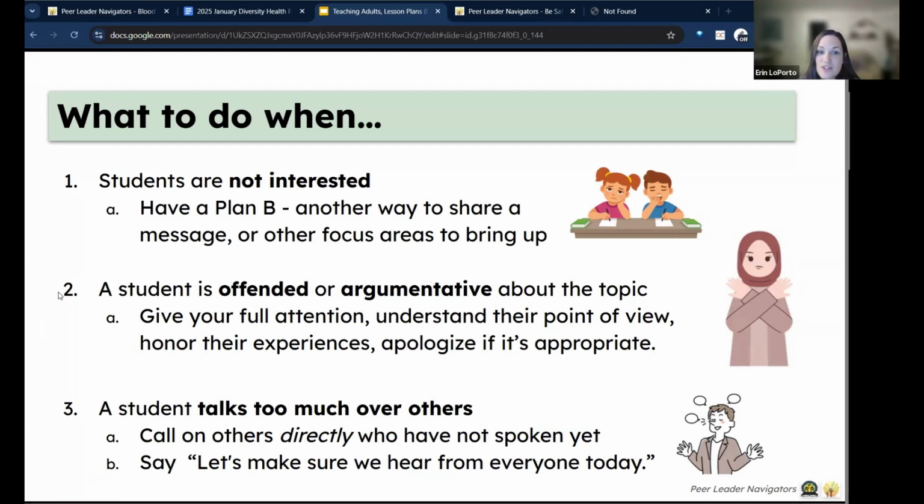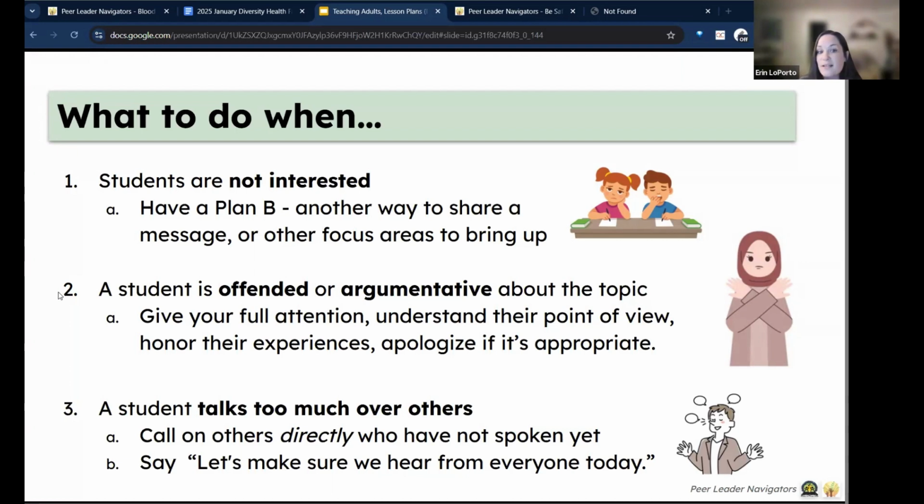Error 2 is if a student is offended or argumentative about a topic. This can happen with vaccines, like with cancer prevention. In the second level, we talk about vaccines and the HPV vaccine, and that is not everybody's favorite topic. Some people don't want to be encouraged to have vaccines. They definitely don't want to be encouraged to have the HPV vaccine because some people associate that with sexual activity and things like that, even though it's not just about that.